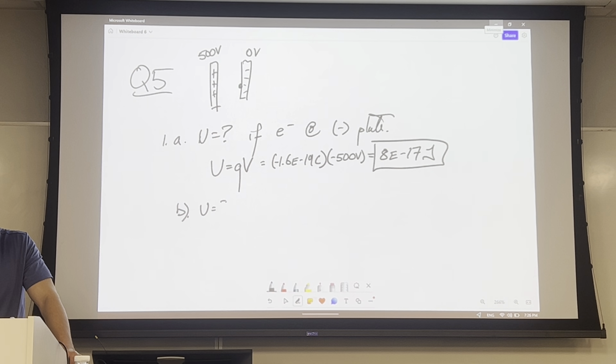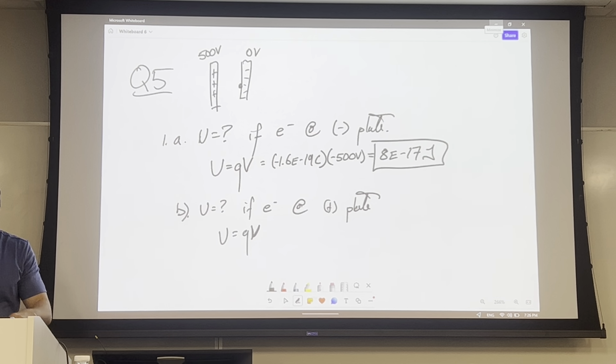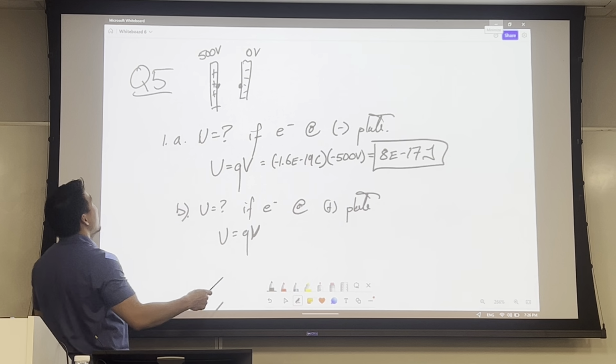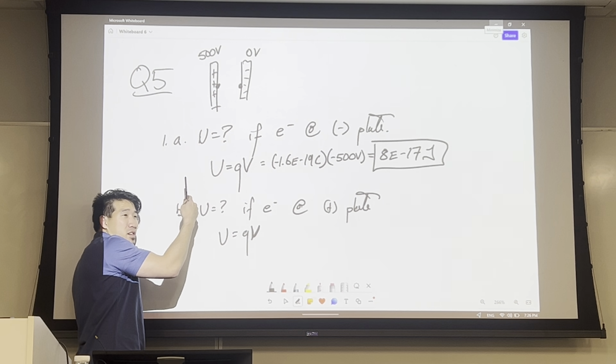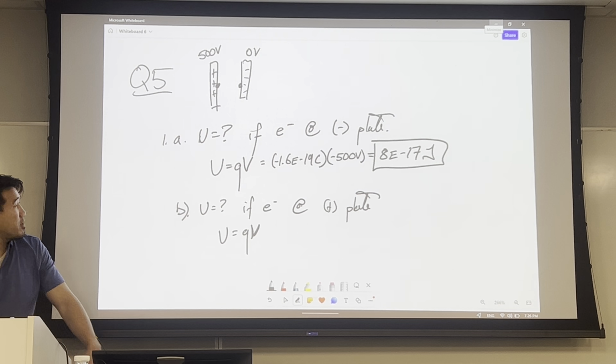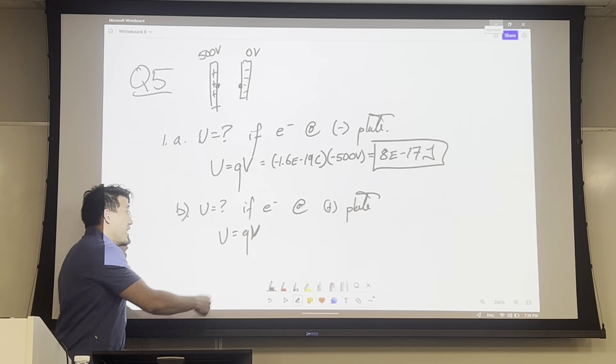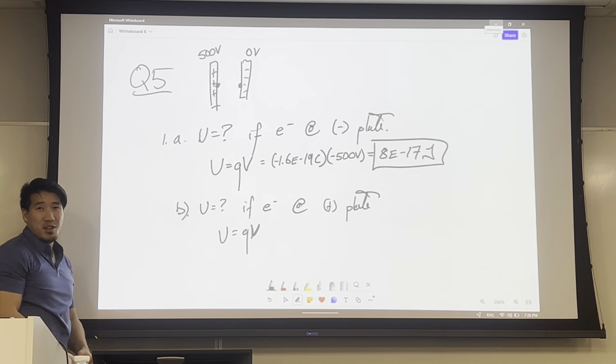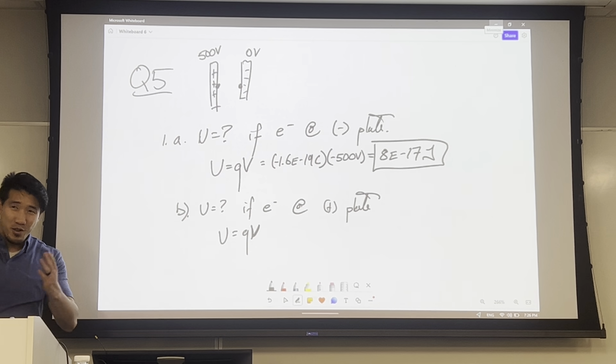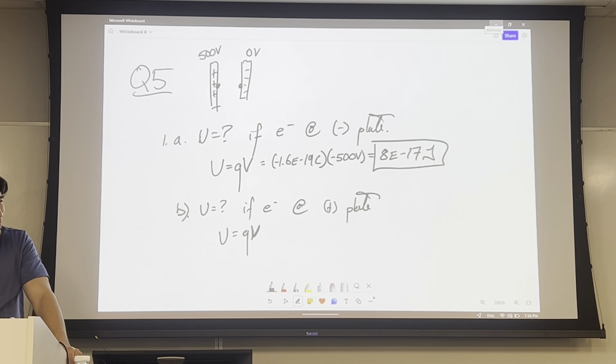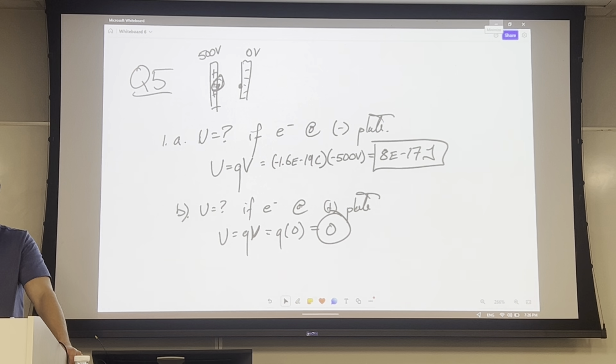In B, I ask what is the potential energy if the electron is at the positively charged plate? Potential energy is Q times V. However, if the electron is here, will the electron go anywhere? No, it's already at the final destination. Even though a voltage difference of 500 exists, this V is really asking what is the difference between the final voltage of the electron versus the initial voltage of the electron. Well, it's 0 minus 0, which is 0. So it's Q times 0, which is going to be 0.